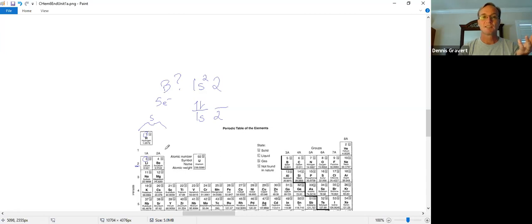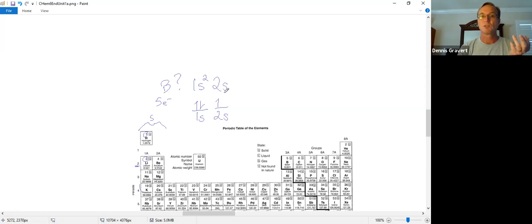Which subshell? Columns 1 and 2 constitute the S block. This block of elements are S. Lithium's last electron, the third electron, is in the second row. It's in the S block. One electron here, the third electron, 2s. This is the electron configuration for lithium.